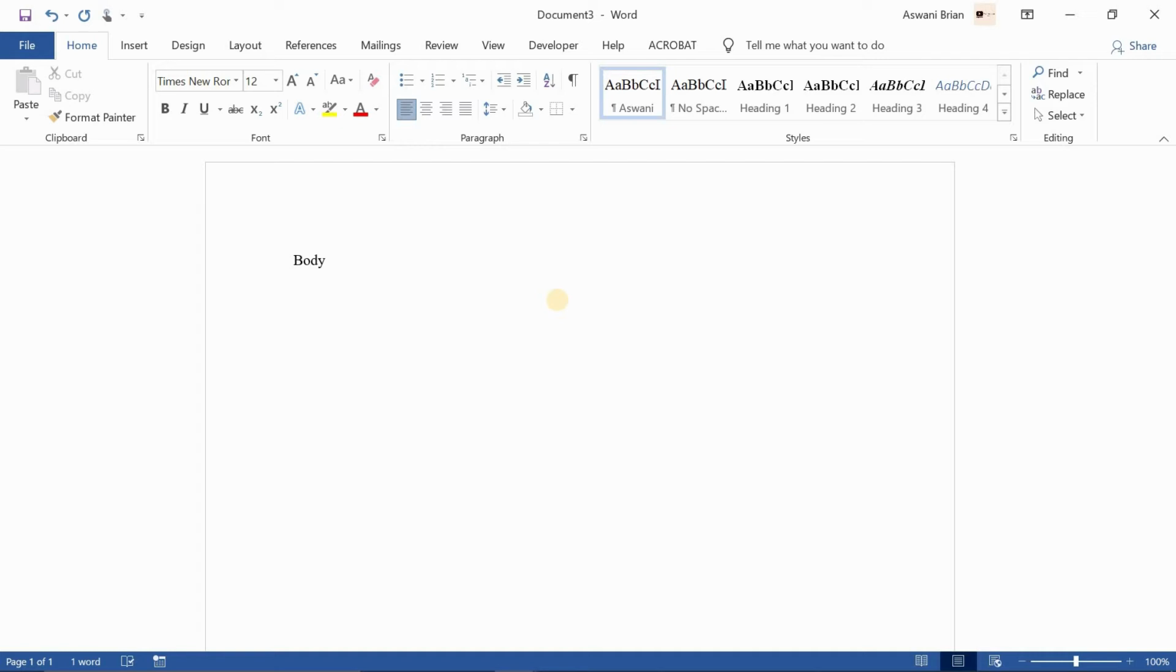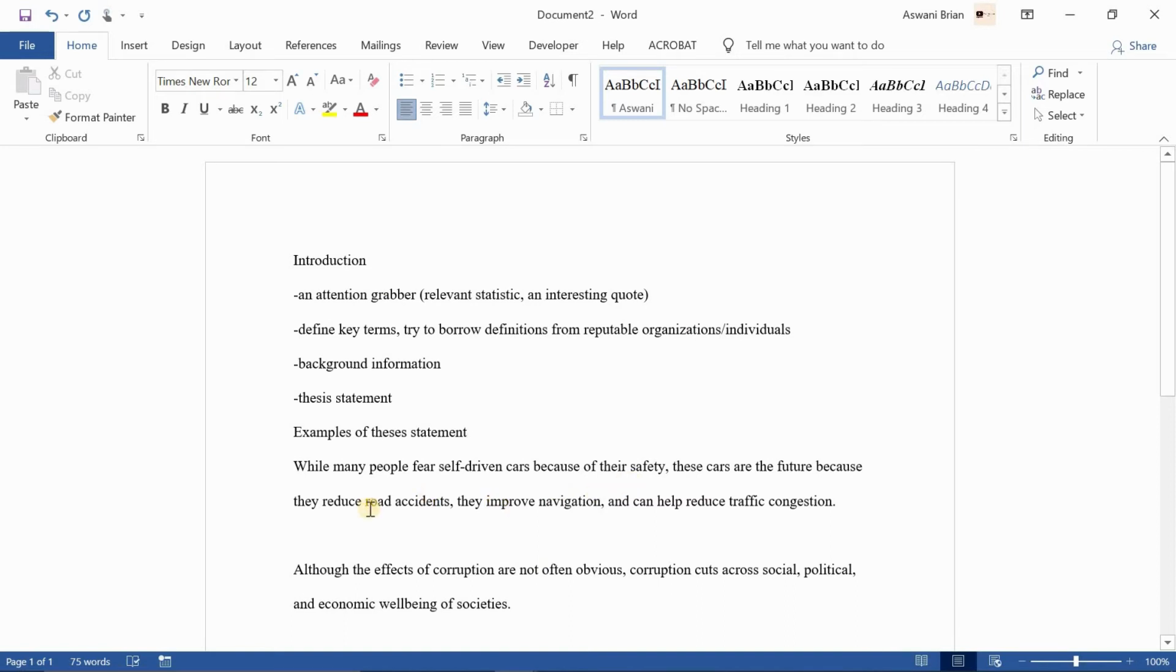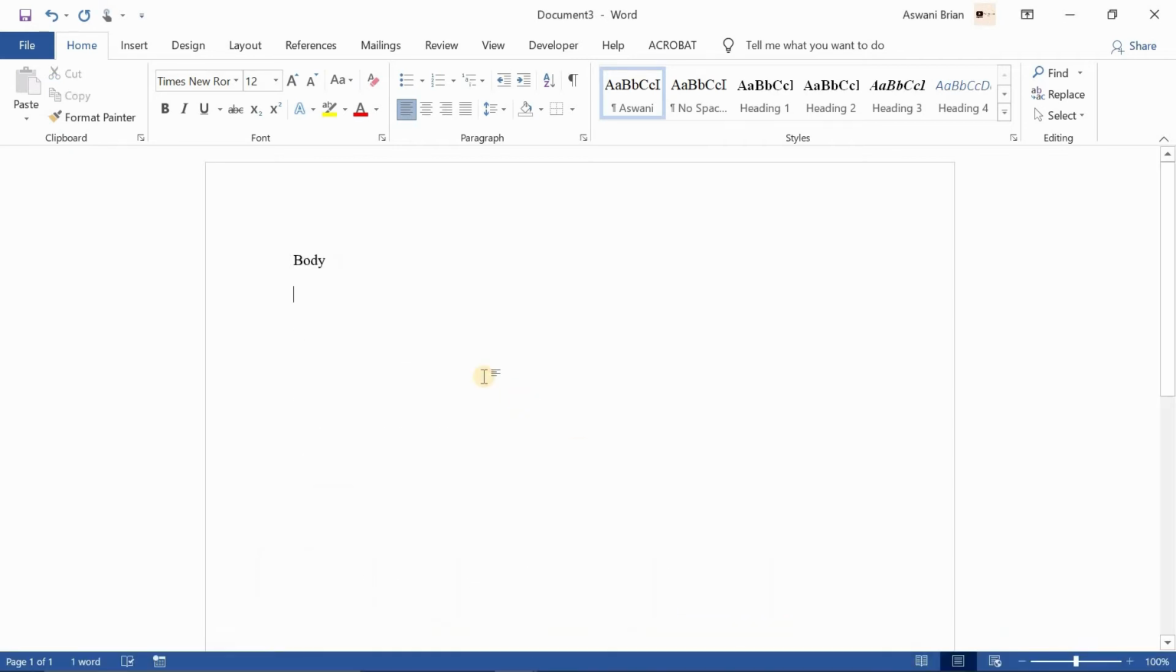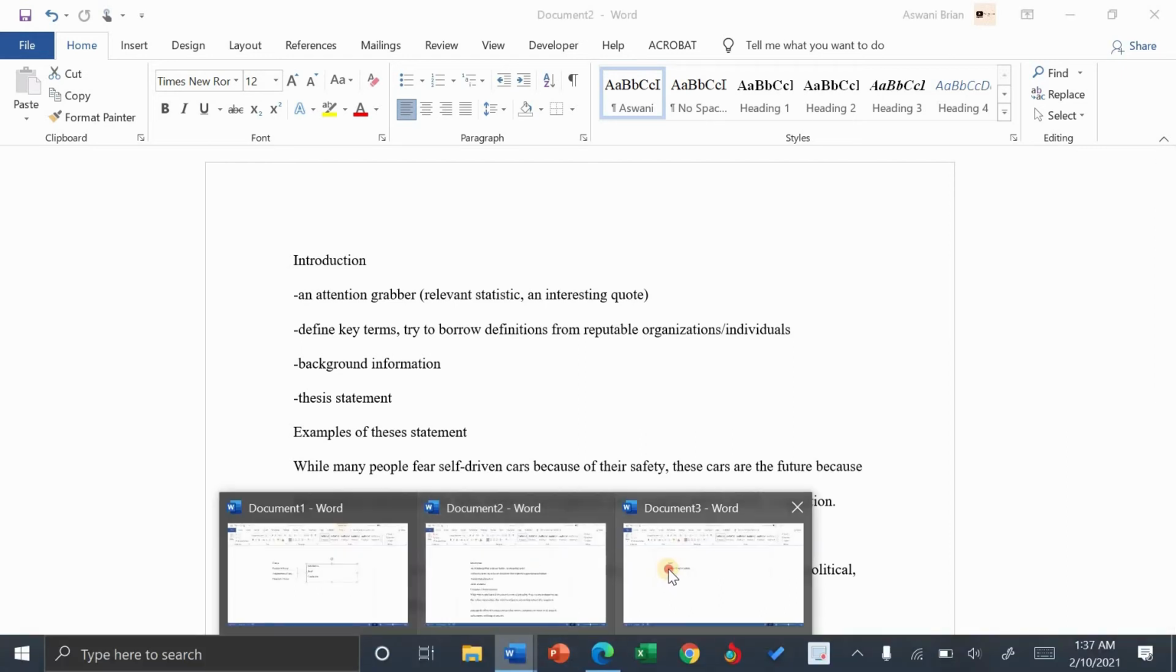And be very, very careful. Make sure that the ones that you started with, like in this case, I started with reducing road accidents. So my first body paragraph will be on how autonomous cars reduce road accidents. So you can have a section header, Reduce Road Accidents, which of course should be in title case. And then you have the paragraphs explaining how autonomous cars reduce road accidents. And then you go to the next one, which was improving navigation.